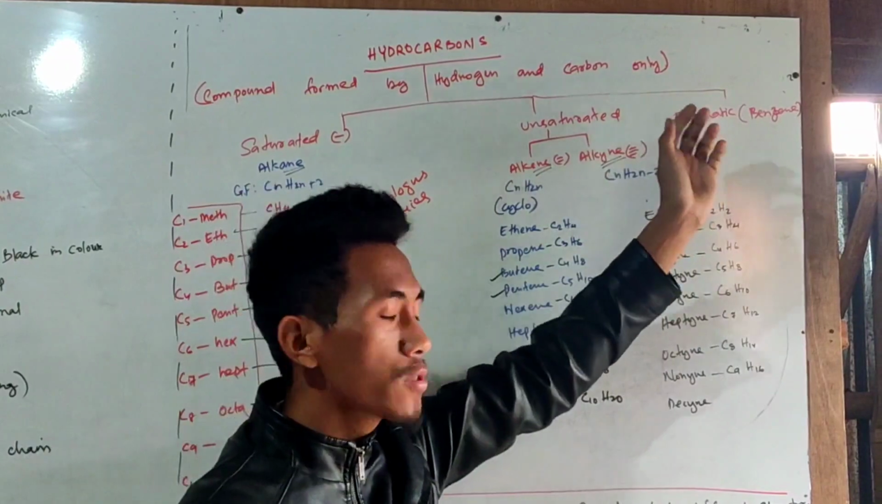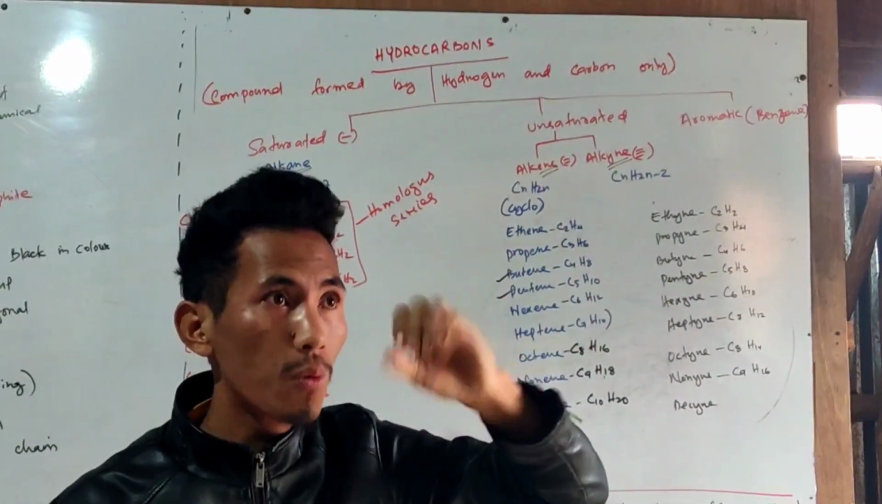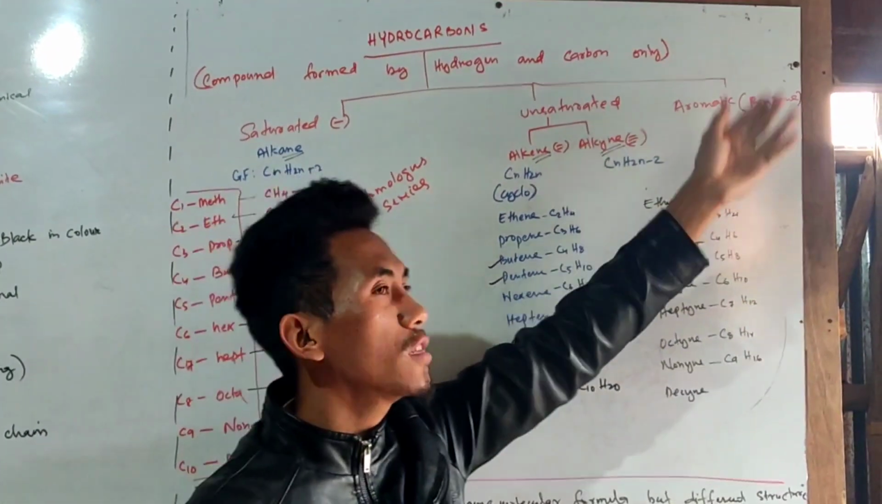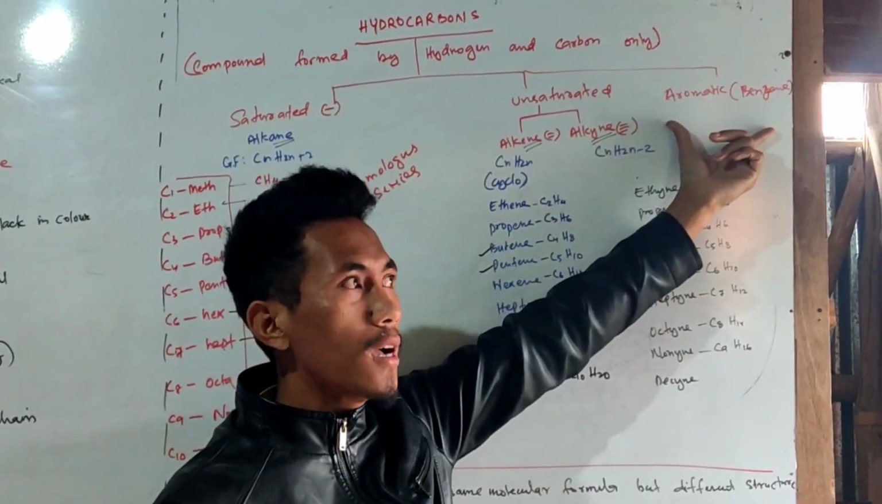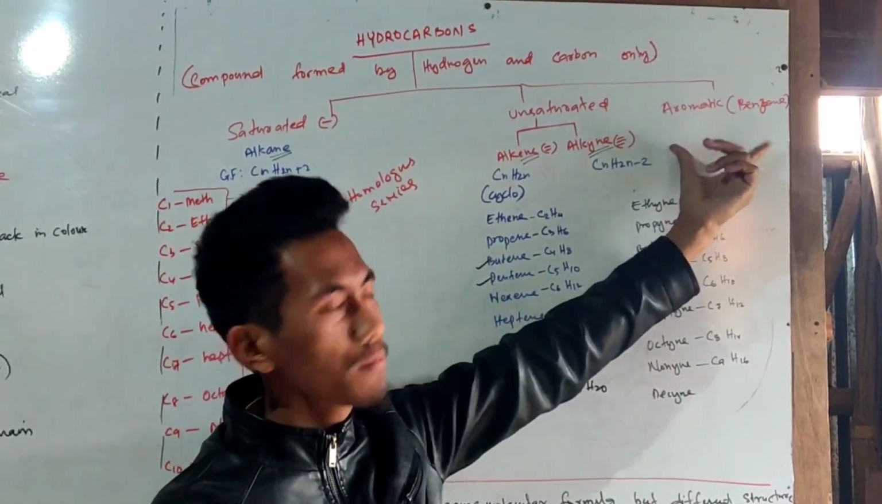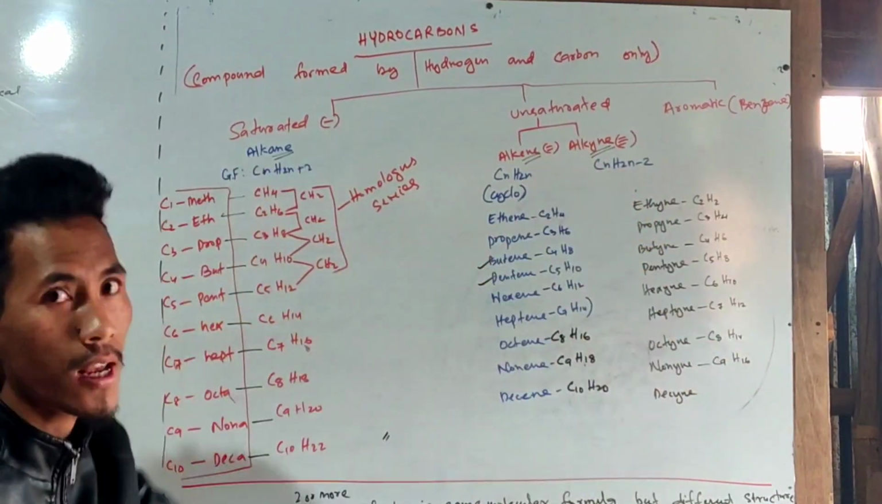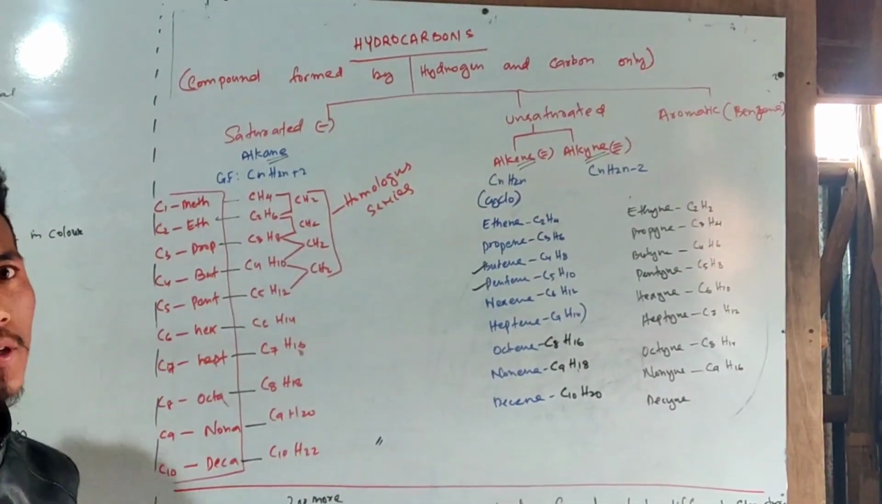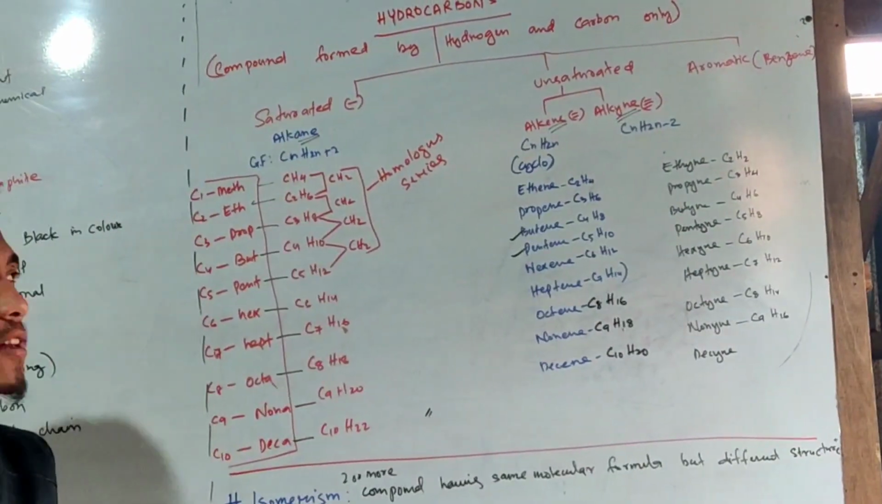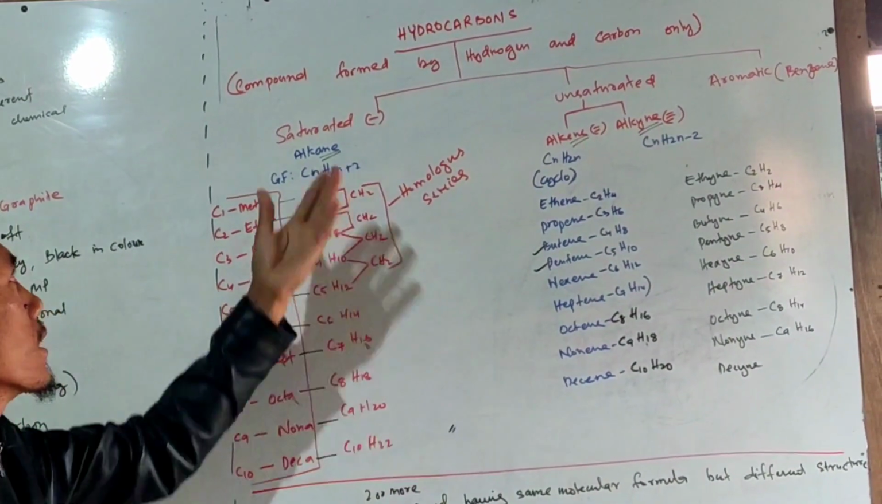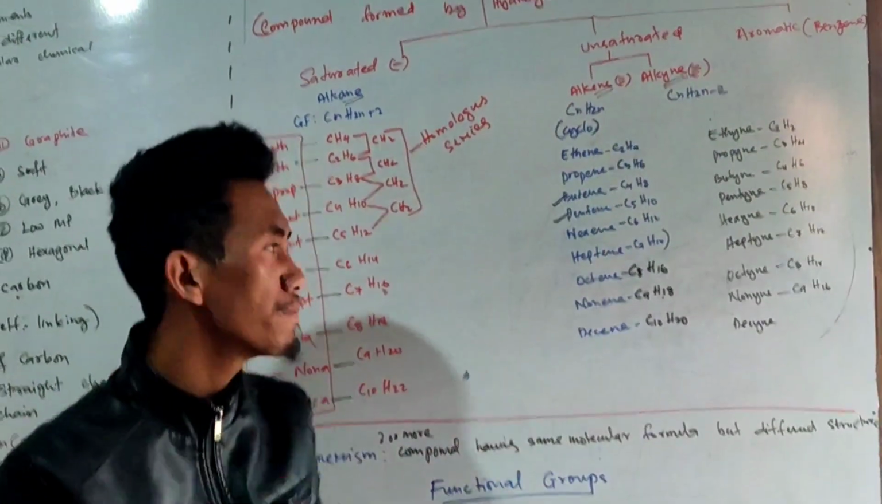This aromatic hydrocarbon we will study in class 11. That is the benzene structure. It's not easy. But in this class 10 level, we're going to talk about saturated and unsaturated only.